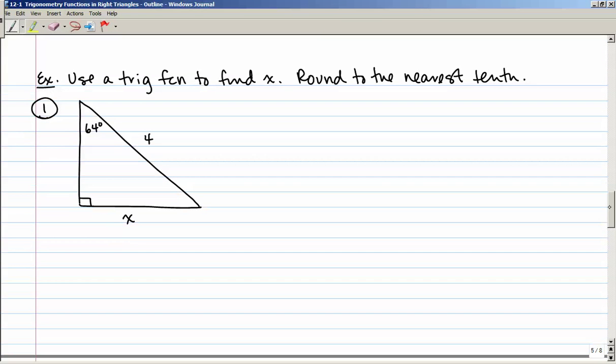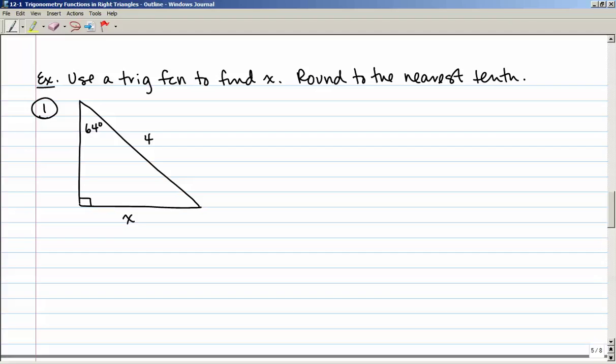Okay, here's a couple problems similar to the ones we did back in geometry. We're going to use a trig function to find the value of x and round it to the nearest tenth. So one important thing you need to remember is a trig function, so sine, cosine, tangent, and those are going to be the three we use most often.